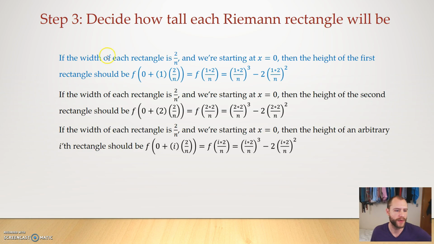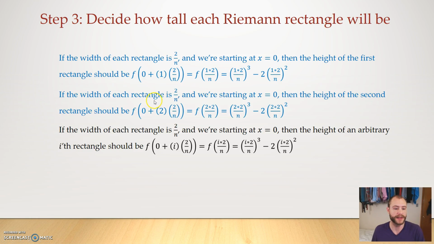All right, so if the width of each rectangle is 2 over n and we're starting at x equals 0, then the height of the first rectangle should be the function value of, well, I start at 0, that's corresponding to this x equals 0. And then I go over 1 copy of my 2 over n. And then I just see, what is the function value when I input that into the function? If you simplify this inside stuff, the 0 of course goes away. One copy of 2 over n just gives you 2 over n. Okay. When you plug that into our function, remember it's x cubed minus 2x squared. So I'm just doing x cubed minus 2x squared. This is the height of our first rectangle.